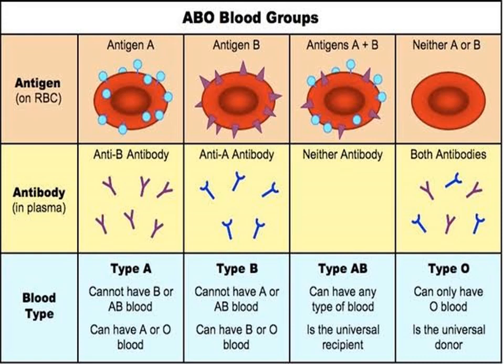So the blood types. First, type A cannot have B or AB blood, so can have A or O blood. Then second, type B cannot have A or AB blood, so can have B or O blood. Third one, type AB can have any blood type, is the universal recipient. Type O can only have O blood, is the universal donor.